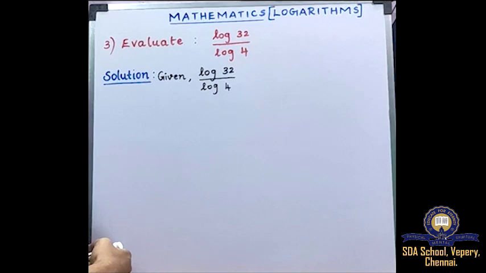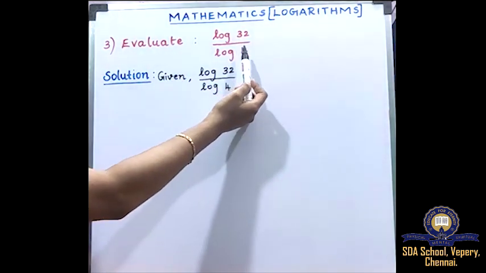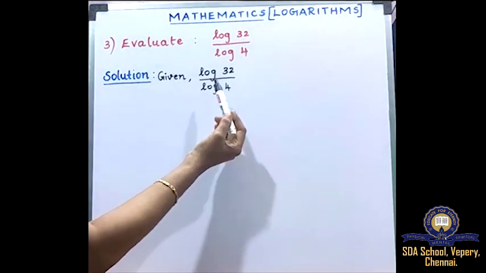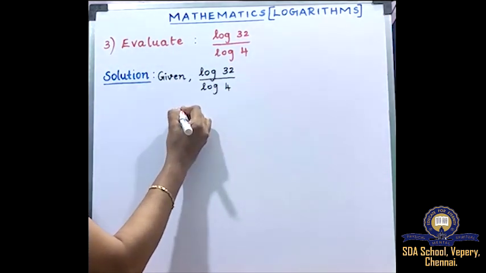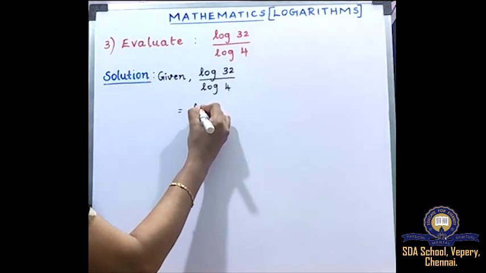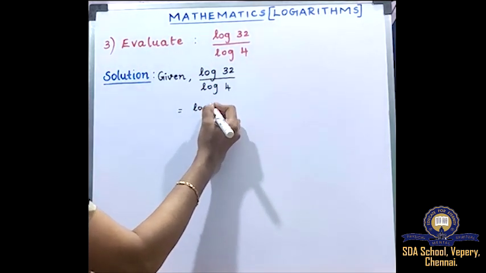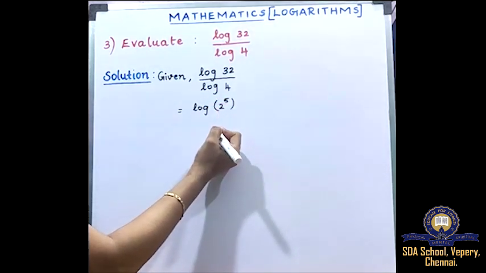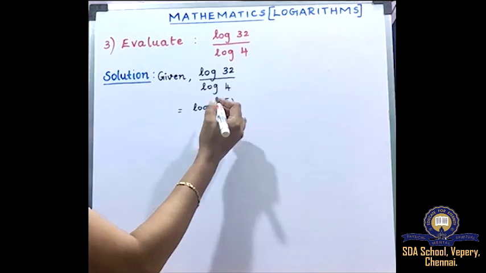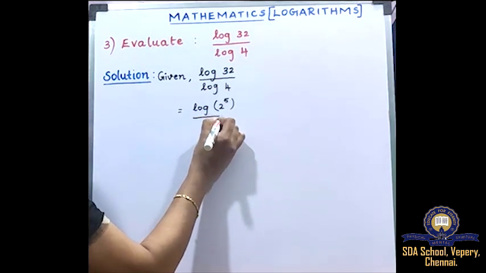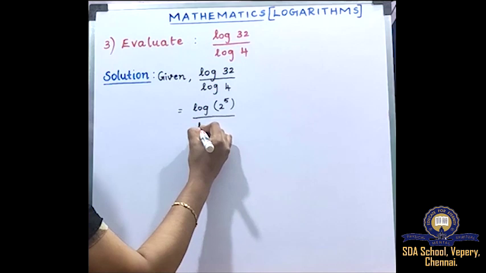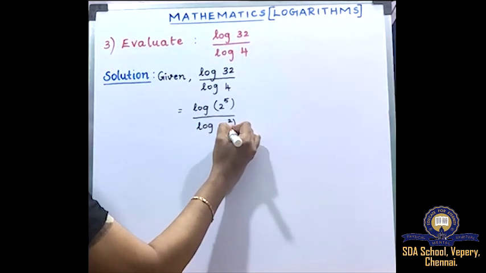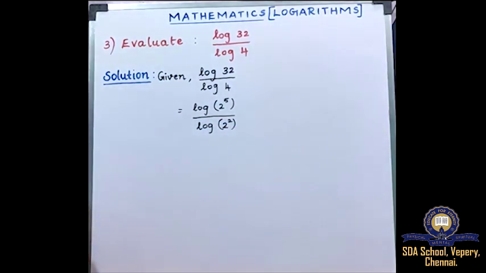So now the third question is, evaluate log 32 by log 4. So here I have written the given question. Now log 32 can be written as log 2 power 5, right? Since 2 into 2 into 2 into 2 into 2 is 32. Likewise, we are going to write log 4 as log 2 power 2, since 2 into 2 is 4.